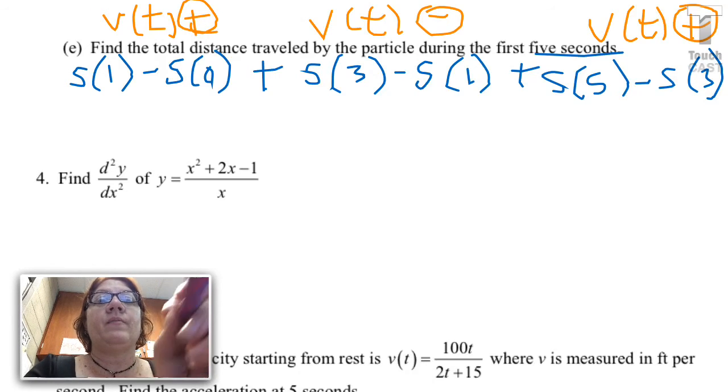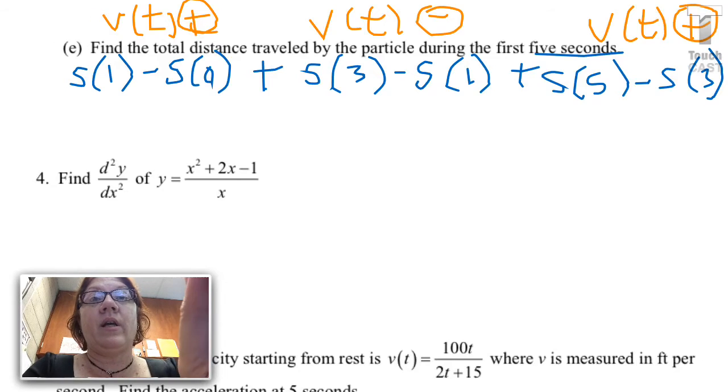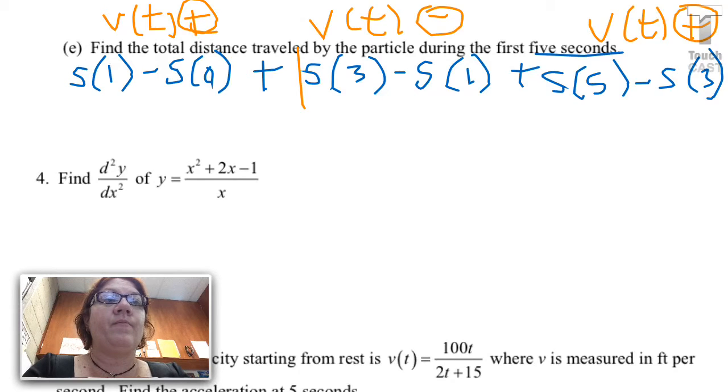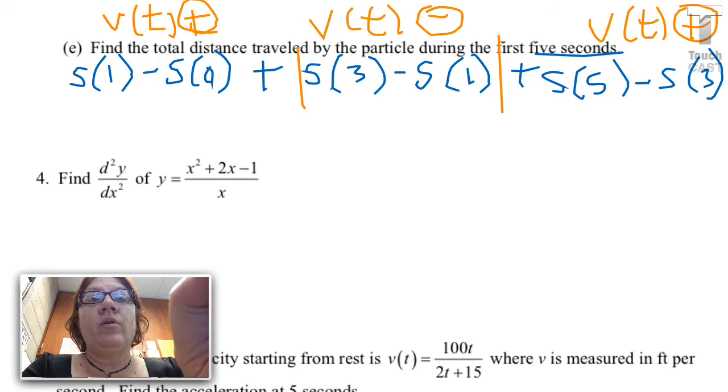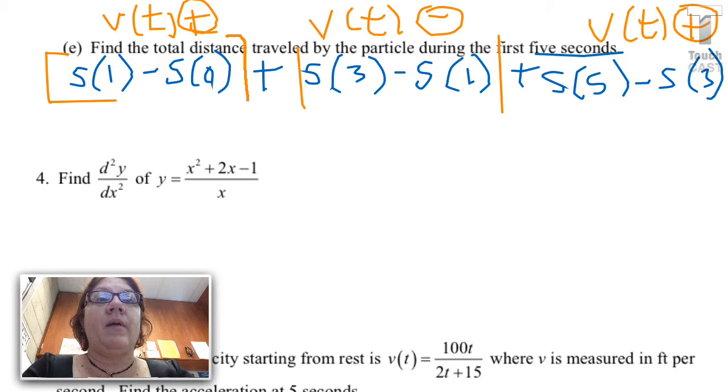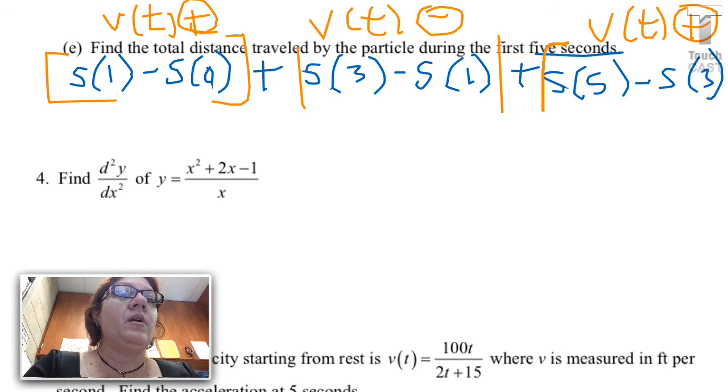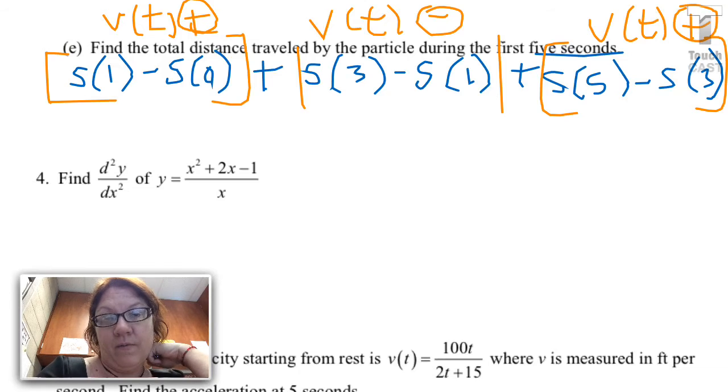As a matter of fact, it would be safe if I just said, okay, take the absolute value of all of it, but the one that I'm expecting to be negative is actually this middle piece. So I really need to make sure that I absolute value that middle piece, because I'm pretty sure it's going to turn out negative since the velocity was negative.